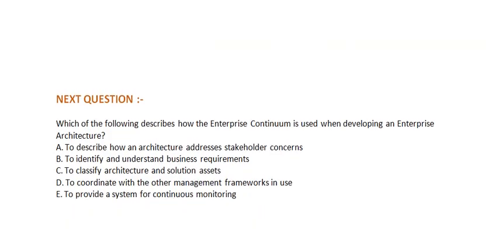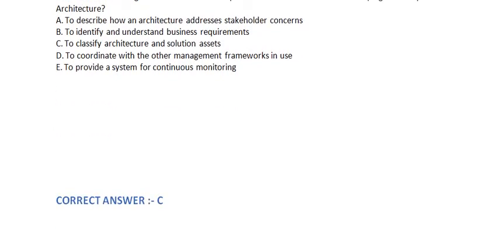Next question is, which of the following best describes how the enterprise continuum is used when developing an enterprise architecture? Option A, to describe how an architecture addresses stakeholders' concerns. Option B, to identify and understand business requirements. Option C, to classify architecture and solution assets. Option D, to coordinate with the other management frameworks in use. And option E, to provide a system for continuous monitoring. The correct answer is option C.